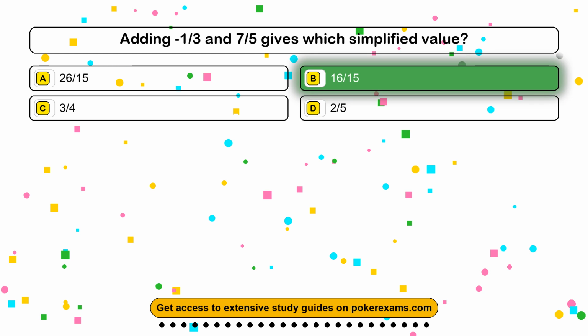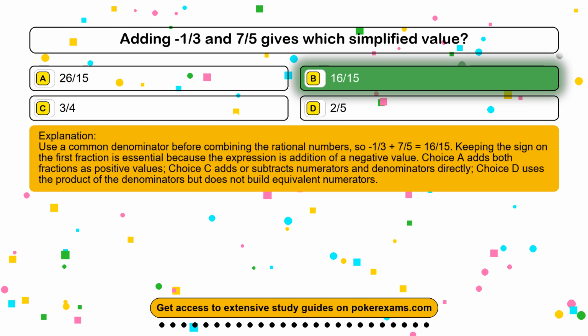16/15. Use a common denominator before combining the rational numbers, so -1/3 plus 7/5 equals 16/15. Keeping the sign on the first fraction is essential because the expression is addition of a negative value. Choice A adds both fractions as positive values, choice C adds or subtracts numerators and denominators directly, choice D uses the product of the denominators but does not build equivalent numerators.